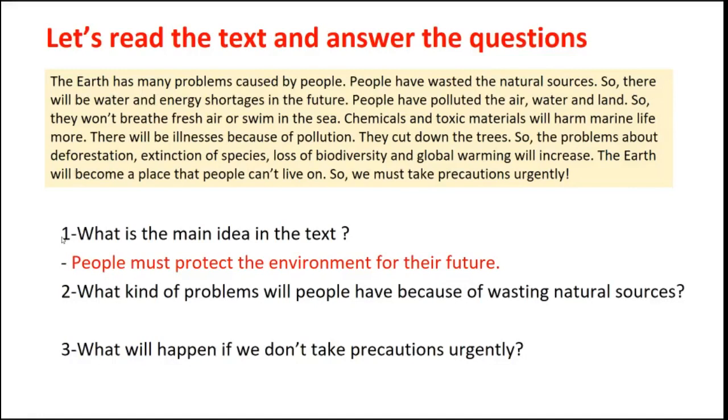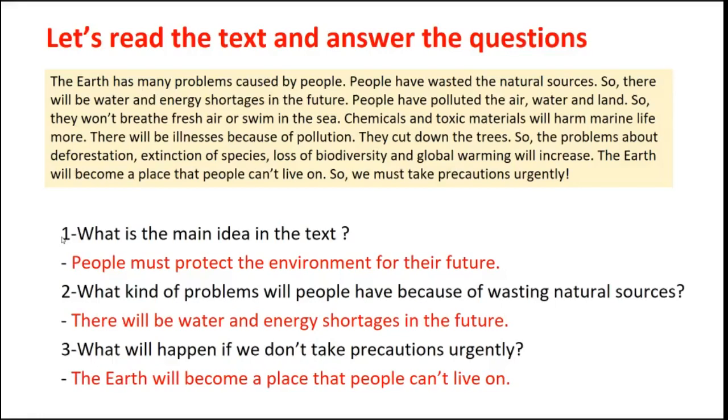2. What kind of problems will people have because of wasting natural sources? There will be water and energy shortages in the future. 3. What will happen if we don't take precautions urgently? The earth will become a place that people can't live on.